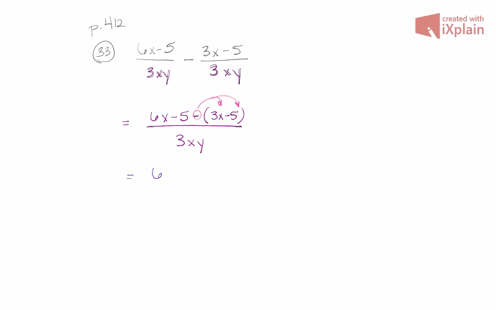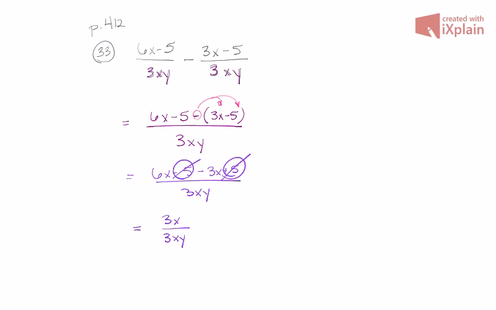So that being said, we have 6x minus 5 minus 3x plus 5 all over 3xy. And now we can actually go ahead and start cleaning up. I don't have any parentheses that are kind of blocking my way to combining like terms. I was able to take care of that when I distributed the negative. So my final solution here is going to be 3x all over 3xy. Because if you notice, you have a negative 5 here and a positive 5 here. So they will cancel each other out because they are additive inverses of one another.